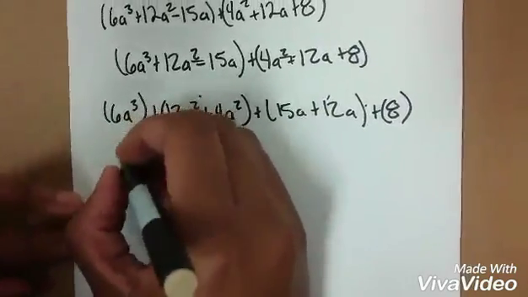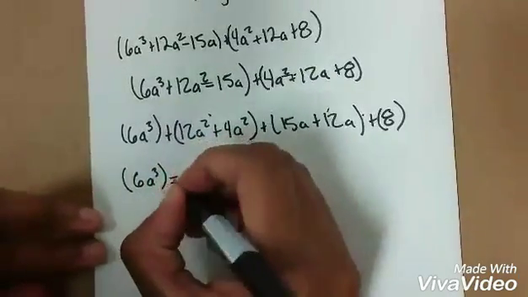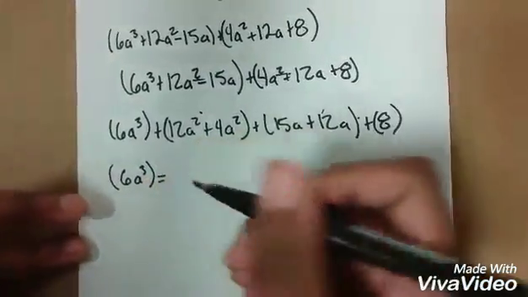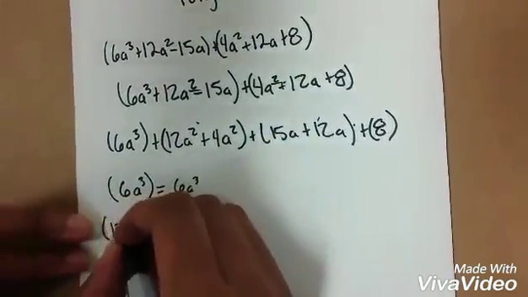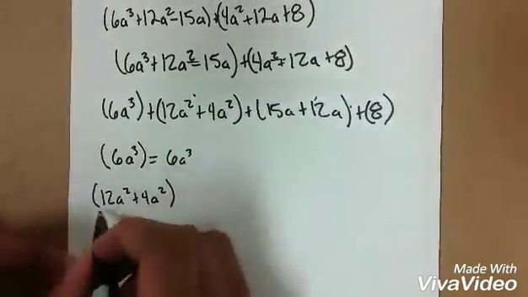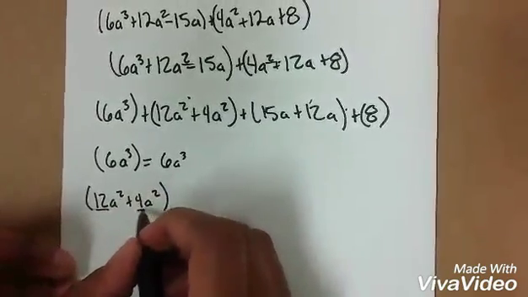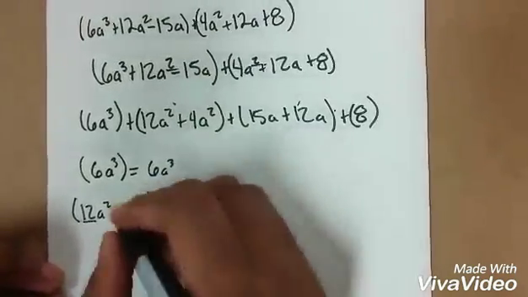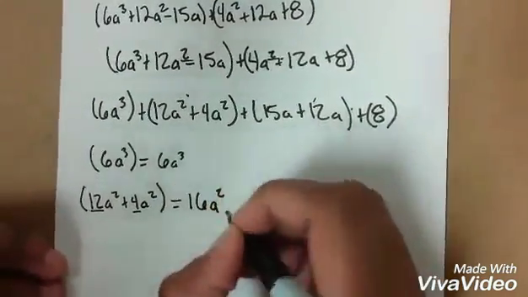When combining like terms, add or subtract the coefficient depending on the integer, positive or negative. So both are positive, okay, so we add 12 and 4, which equals 16, and the variable stays the same, so it's 16a to the second power.